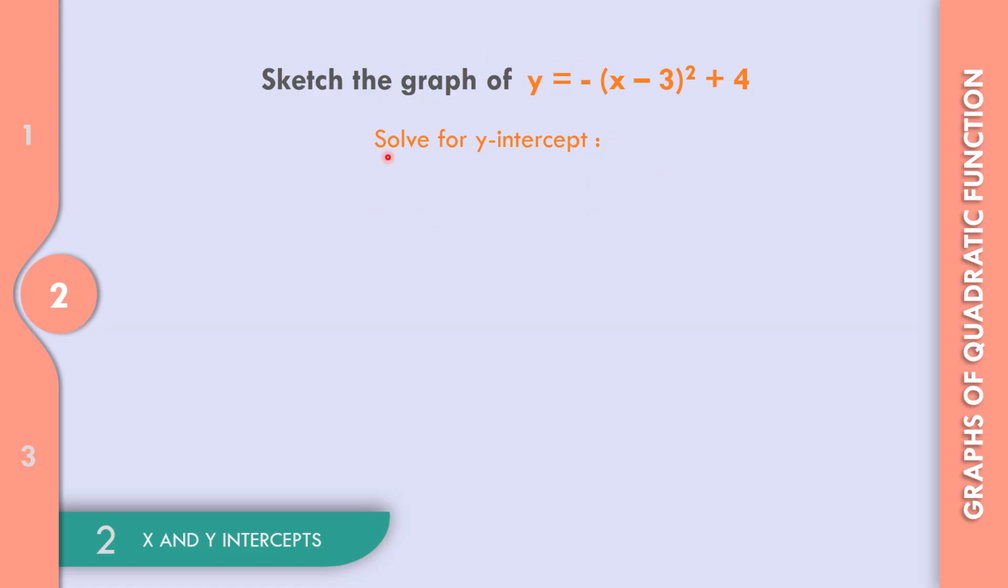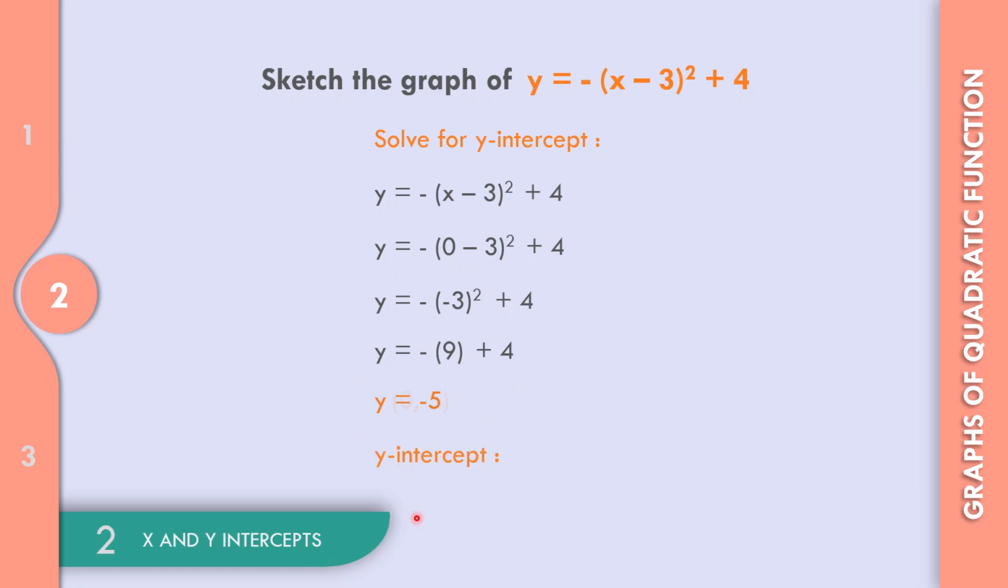Let us solve now the y-intercept using the vertex form. So let us replace the value of x by 0. So y is equal to negative the quantity 0 minus 3 squared plus 4. Let us copy 0 minus 3, that is equal to negative 3 squared. Copy y, copy negative, copy positive 4. Negative 3 times negative 3 is positive 9. Negative 9 plus 4 becomes negative 5. So the value of y is equal to negative 5. It means the y-intercept is 0 and then negative 5.